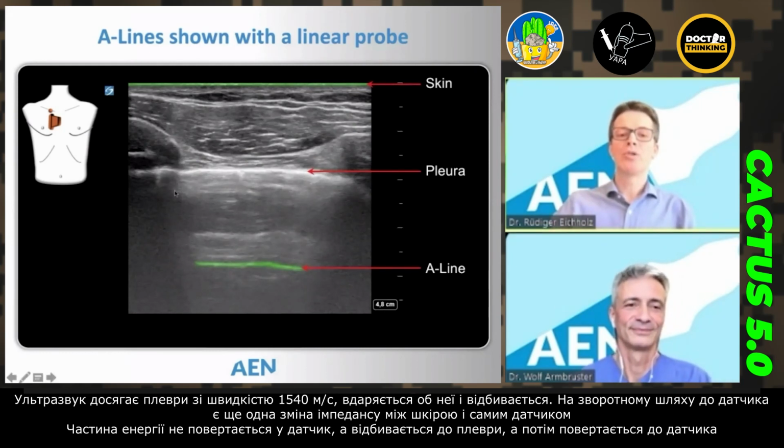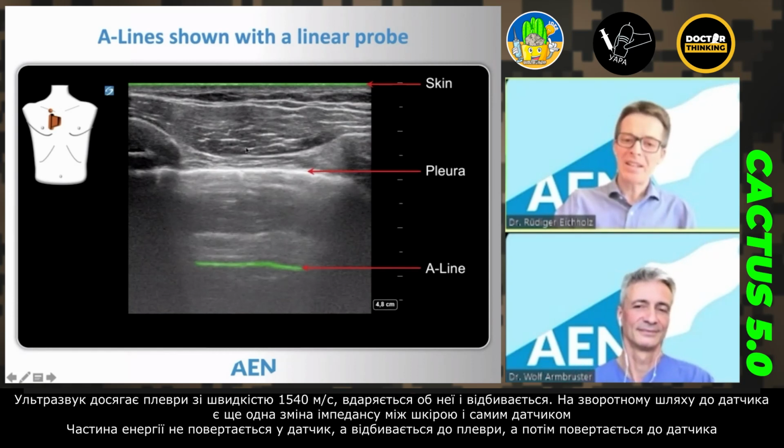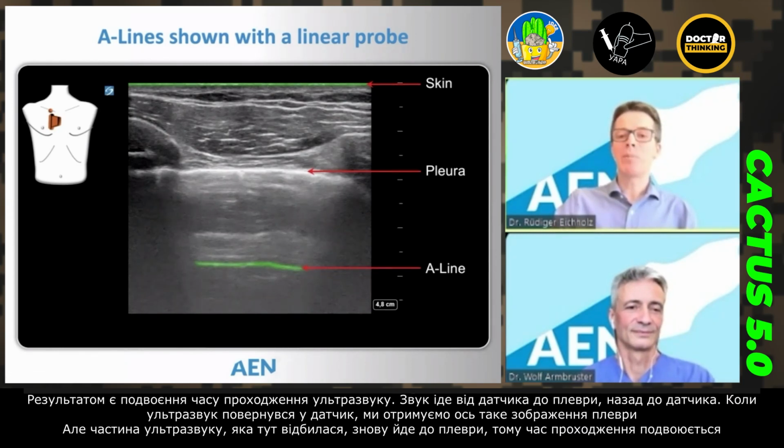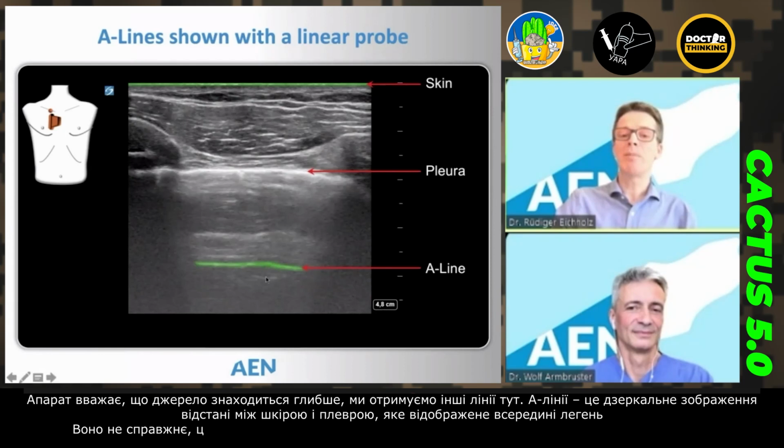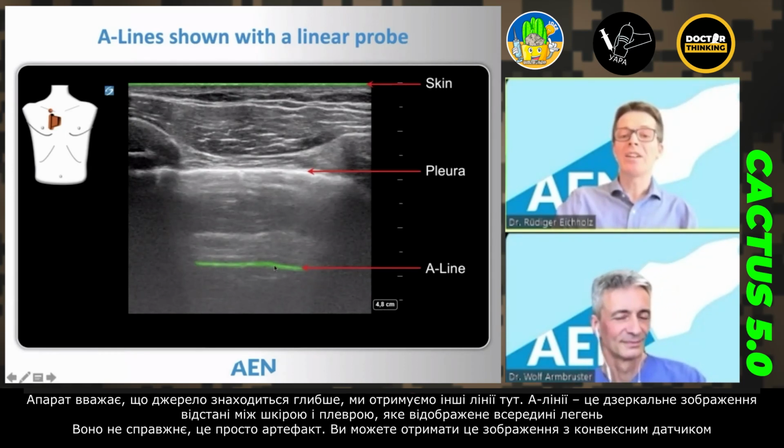And on the way back to the probe, there is another change of impedance between the skin and the probe itself. So some of the energy doesn't get into the probe right away, but it's being reflected back to the pleura and then goes back to the probe. And this results in a doubled travel time of the sound. So the sound travels from the probe to the pleura, back to the probe. And once it gets into the probe, it will actually result in an image like the pleura. But the parts of the sound that are being reflected here, they travel back to the pleura again. So the travel time is doubled and the machine thinks, oh, okay, the reflector must be deeper. So you get another line here.